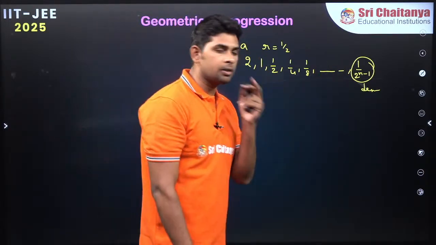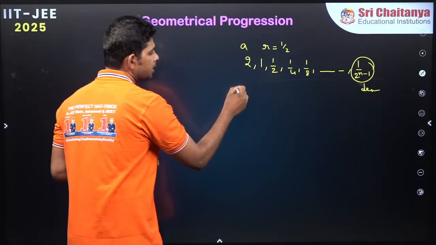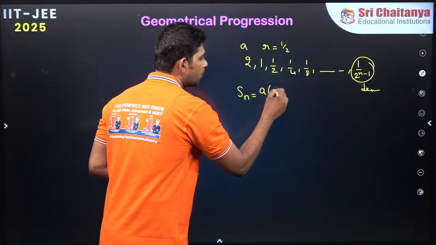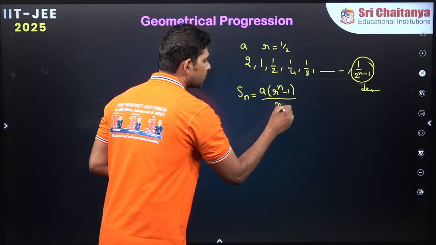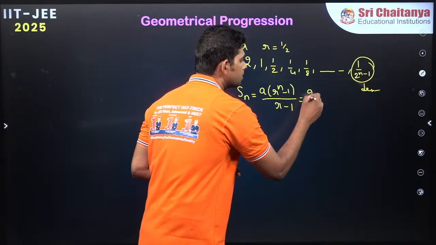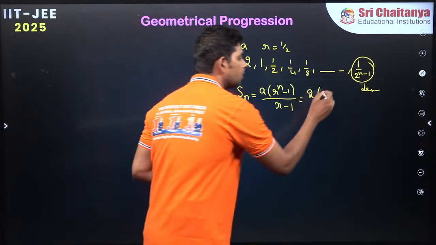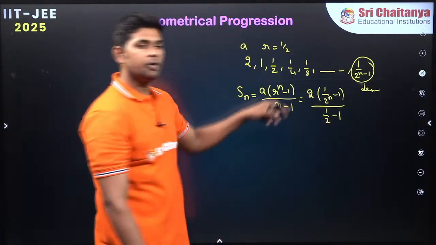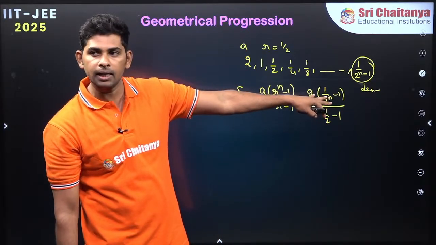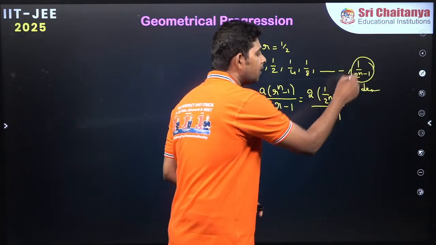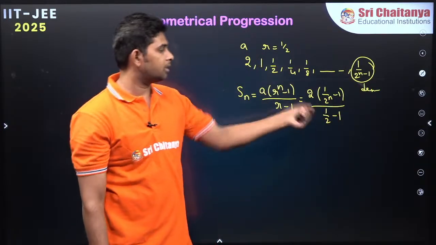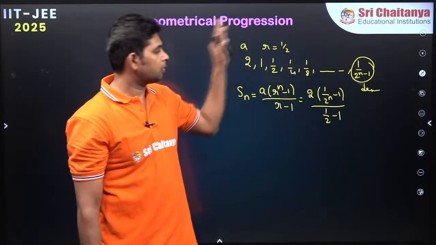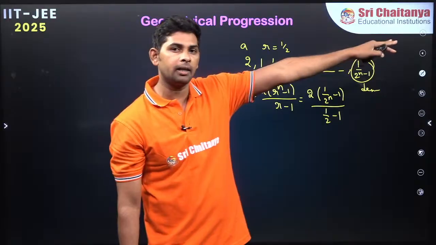So in this case, what is Sn equal to? If I am writing that formula, Sn is A into R power n minus 1 divided by R minus 1, where A is equal to 2, and R we have taken as 1 by 2: 2 into 1 by 2 power n minus 1 divided by 1 by 2 minus 1. We can simplify further, but what we are checking here is that if I am taking a finite n, this is fine, you are going to write the sum. What if there are infinite numbers? You are going to take all these numbers to infinity.